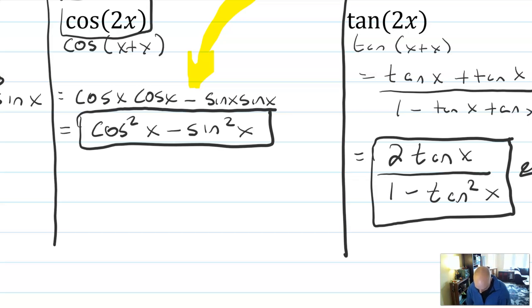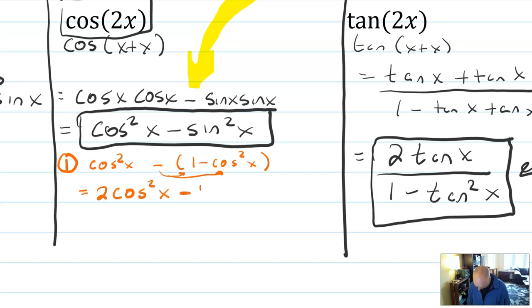So what we're going to do is create two more identities. We'll call this number one. And I'll substitute in for the sine squared first. So I would have cosine squared x minus 1 minus cosine squared x. I'm substituting in sine squared for 1 minus cosine squared. Then this negative distributes to both terms, and you would get 2 cosine squared x minus 1. And that's another identity equivalent to cosine of 2x.